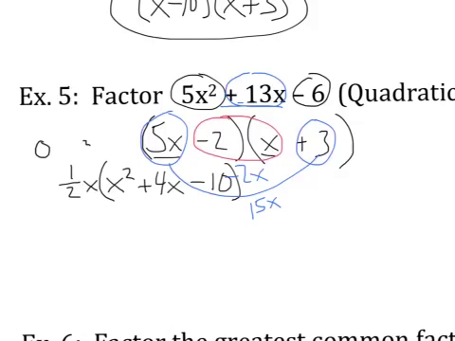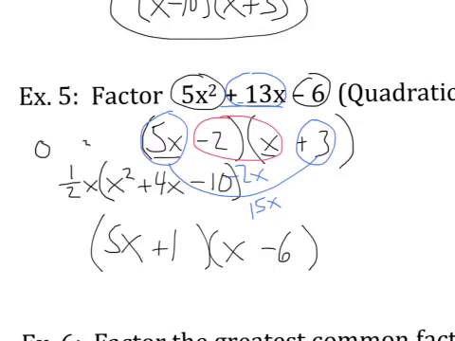So let's say, for instance, I tried this first. 5x and x. And let's say the last ones I made plus 1 and negative 6. Because the first ones multiplied to be 5x squared, and the last ones multiplied to be negative 6. Well, now if I multiply the middle ones, I get 1x. And the outer ones give me negative 30x. If I add those, I don't get 13x. So I know that's wrong. That's the wrong factoring. So the middle and the outer ones need to add up to 13x. So it would have been that first one I started with. It would be 5x minus 2 and x plus 3.